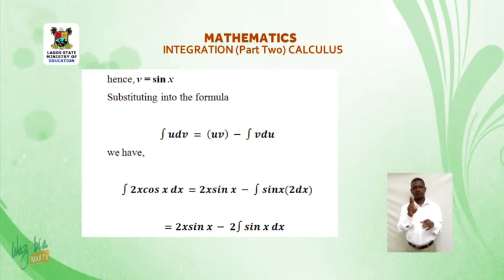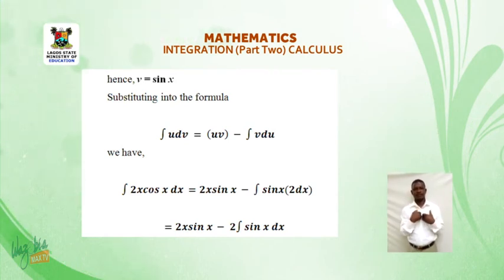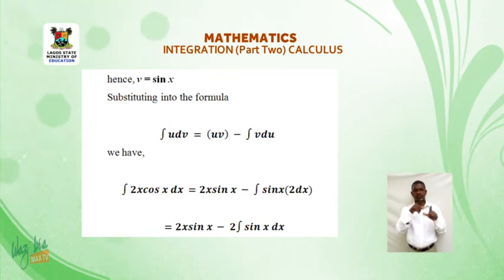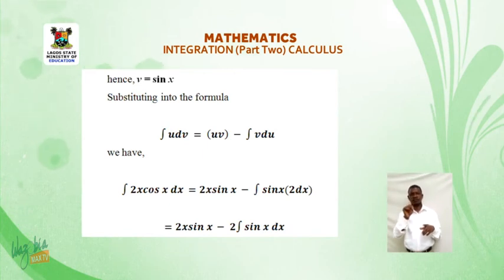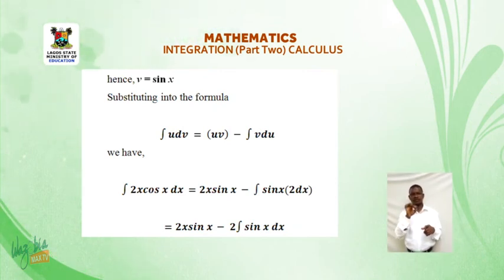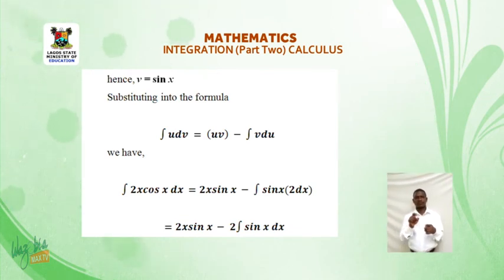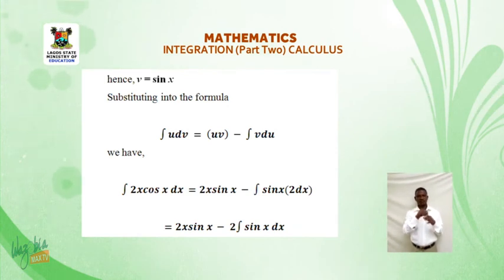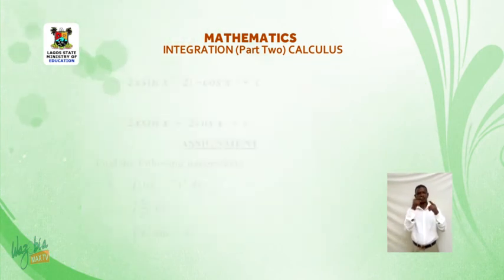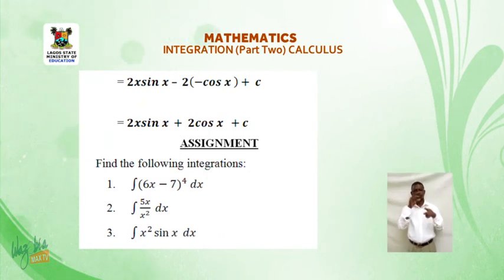Substituting into the formula, the integral of u dv is equal to uv minus the integral of v du. We have the integral of 2x cos x dx is equal to 2x sine x minus the integral of sine x into 2 dx, which is equal to 2x sine x minus 2 times the integral of sine x dx, which is equal to 2x sine x minus 2 into (minus cos x) plus c, which is equal to 2x sine x plus 2 cos x plus c.